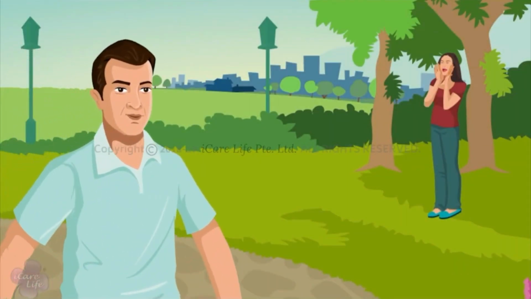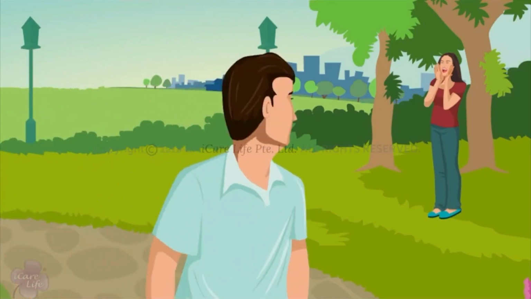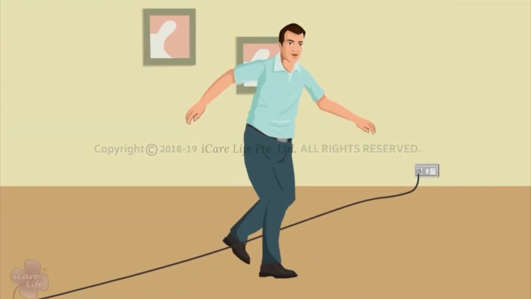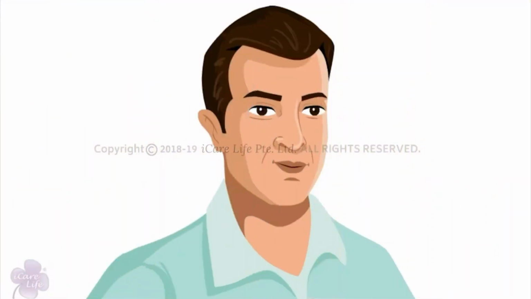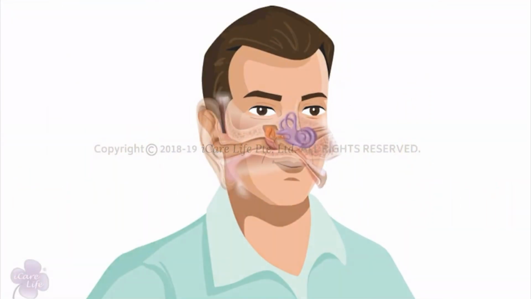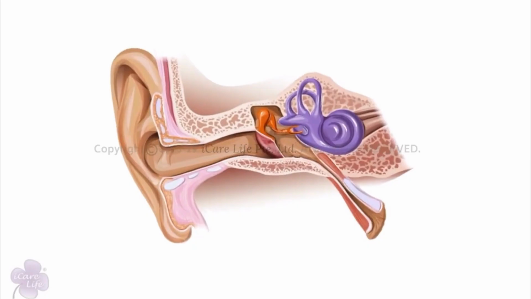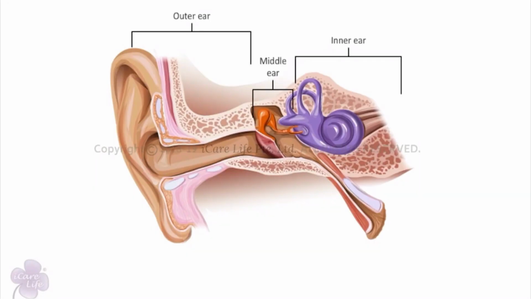Ears are the sense organ that enables us to hear. They also help us maintain the balance of our body. To learn about the ear, let us first look at the different parts of the ear. The structure of ear can be divided into outer ear, middle ear, and inner ear.